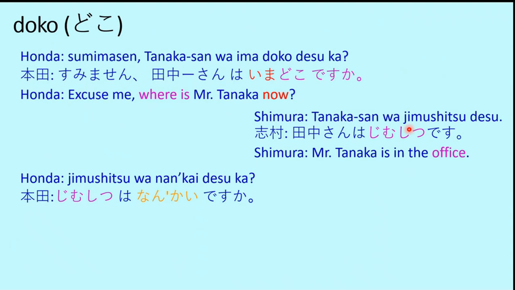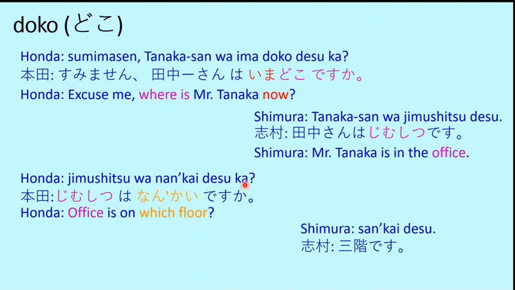Then Honda-san again asks, Jimushitsu wa nankai desu ka? Nankai desu ka, we have studied this in a previous lesson, means which floor. Nan is used for the type of questions that we have just summarized. So jimushitsu wa nankai desu ka? Office is on which floor? Shimura-san replies, Sankai desu. Sankai means third floor. The grammar here, sankai desu, means it's third floor, but the meaning is the office is on the third floor.